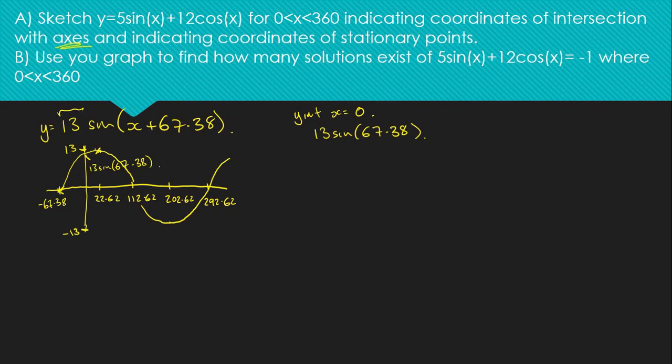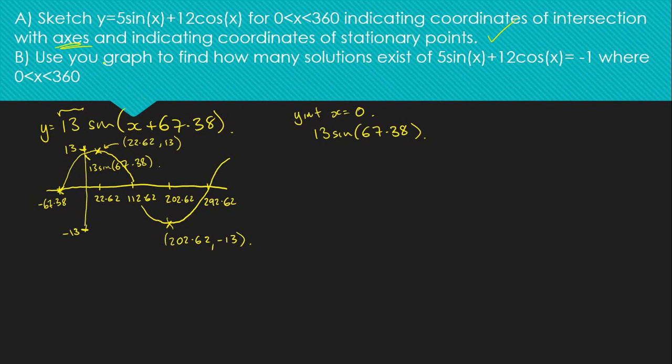Okay, the coordinates of your turning points. Well, your turning point there is 22.62, 13. Don't worry, you won't be asked anything where you've got to give this much detail very often, but I think it's useful for you to see it. 202.62 and negative 13, there's your next turning point. So we've got absolutely everything that we were asked for. I've got all my stationary points all sorted.